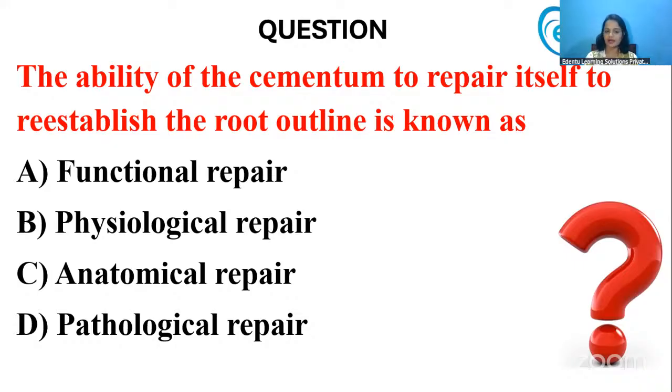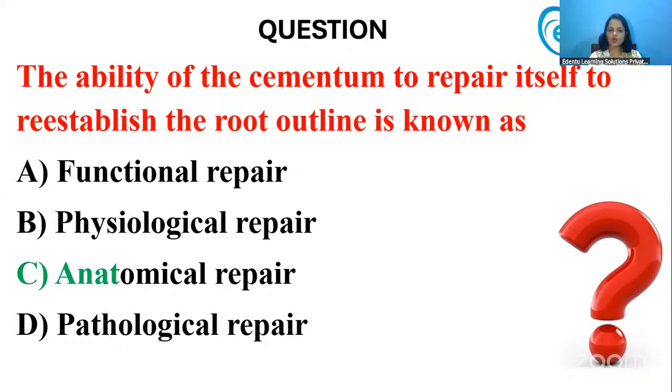What is it called? In case of heavy occlusion, or because of some kind of trauma or insult, the cementum can get torn. When it gets torn, it results in cemental tears. There are specialized cells called cementoblasts, which help in repair of the cementum.